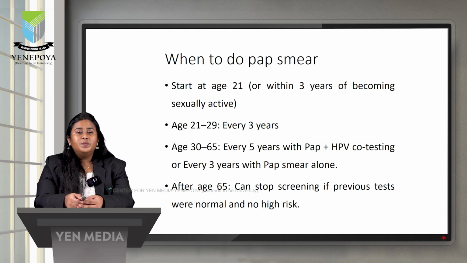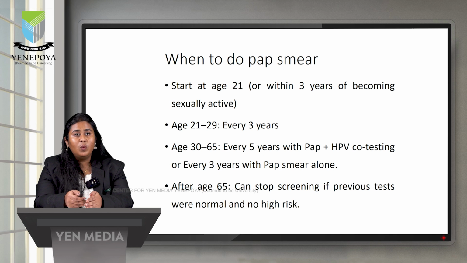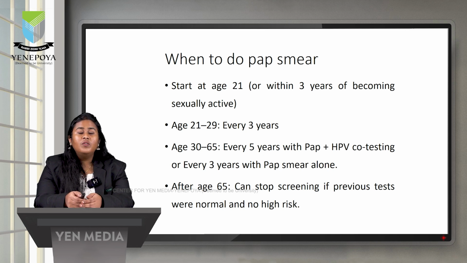When to do this pap smear? Women who are after the age of 21, or the women who becoming sexually active within 3 years. Then the women between 21 to 29 age group, every 3 years of pap smear has to be done. When the age group of women between 30 to 65, every 5 years of pap smear along with HPV co-testing, or every 3 years of pap smear alone has to be done. And after the age of 65, the pap smear screening test can be stopped if the previous tests were normal and there is no high risk.